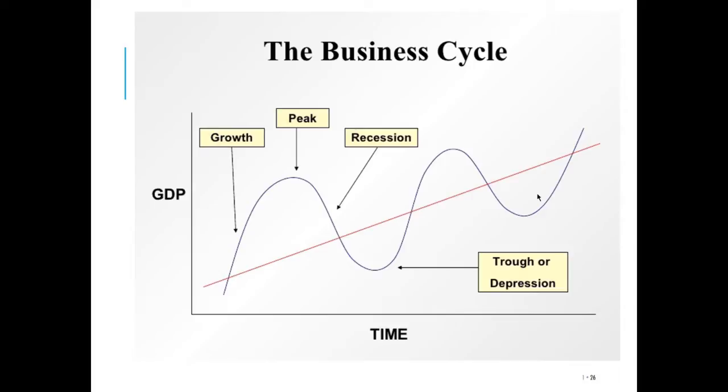So as time goes on, the GDP is thought to increase linearly. However, this is not the case. GDP actually goes through cycles of growth, recession, and depression. So periods of growth is when the GDP is increasing relative to past GDPs. A peak occurs when that growth flattens off. And a recession is a period of 2 or more months in which the GDP is decreasing.